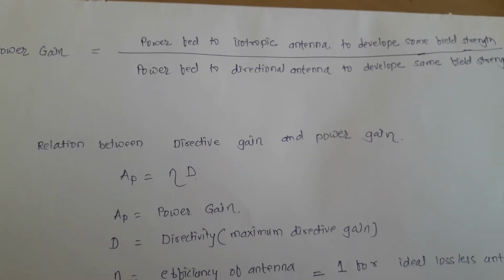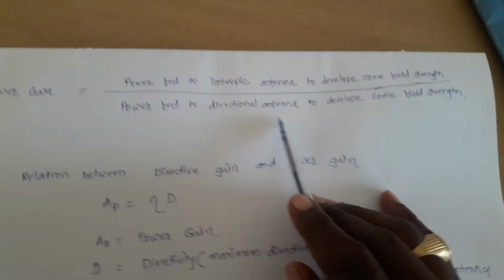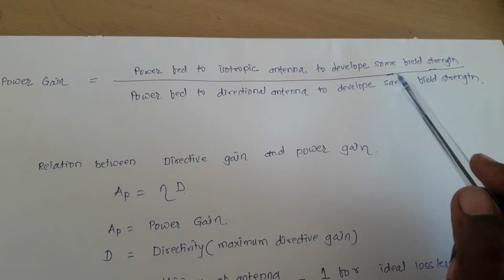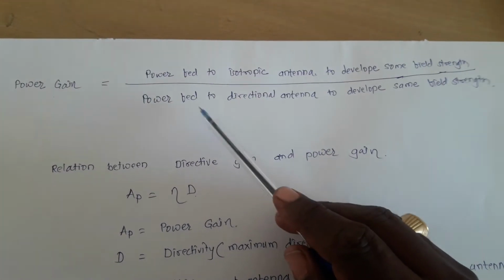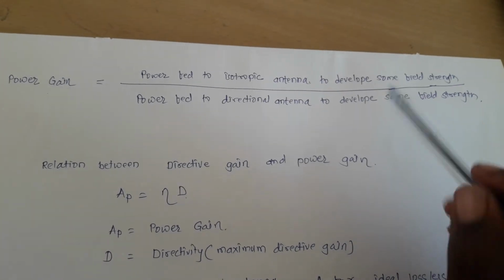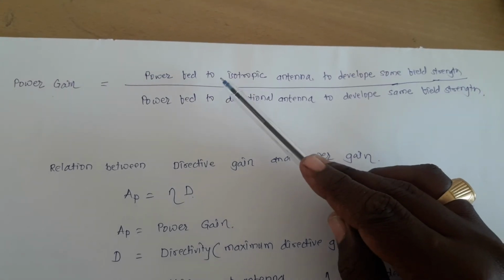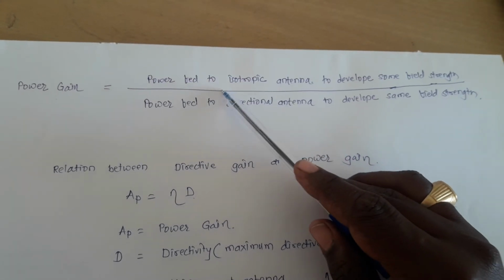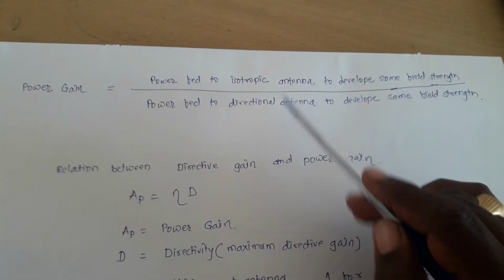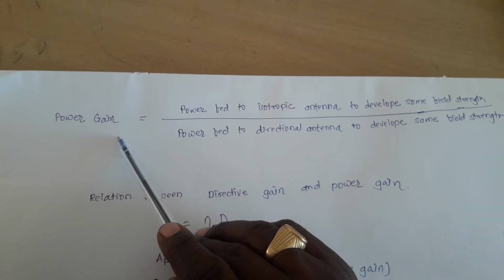Power gain is nothing but the ratio of the power fed to the isotropic antenna to develop some field strength and the power fed to the directional antenna to develop the same field strength. Suppose we want to generate some field strength or radiation pattern: the power given as input to the isotropic antenna and the power given as input to the directional antenna, the ratio of these two powers is called the power gain.